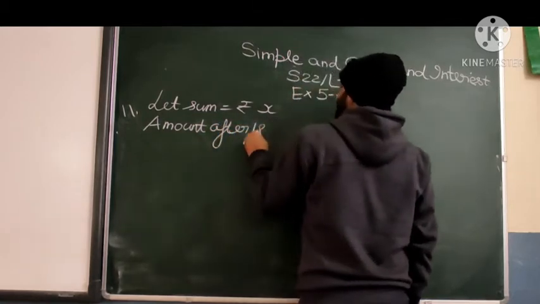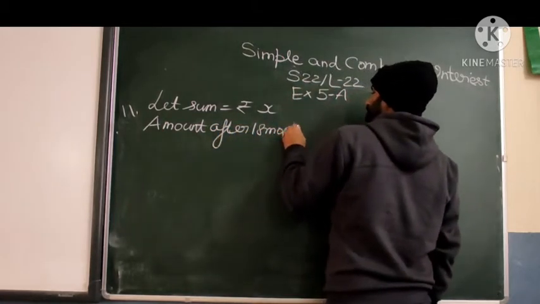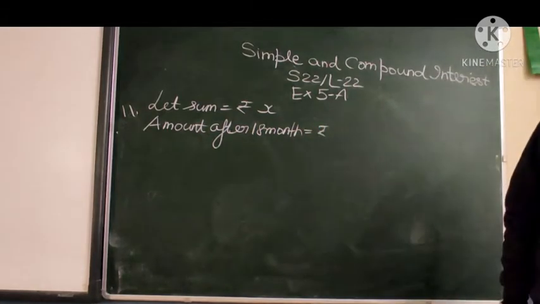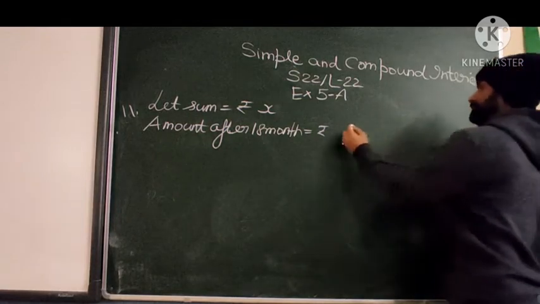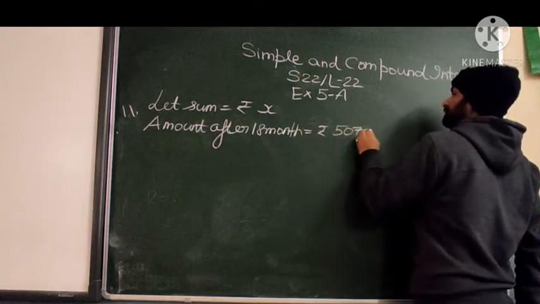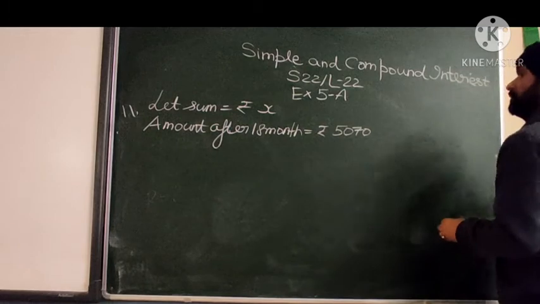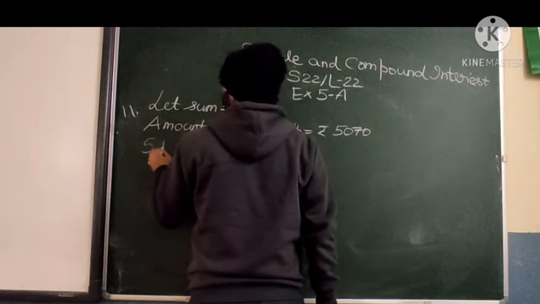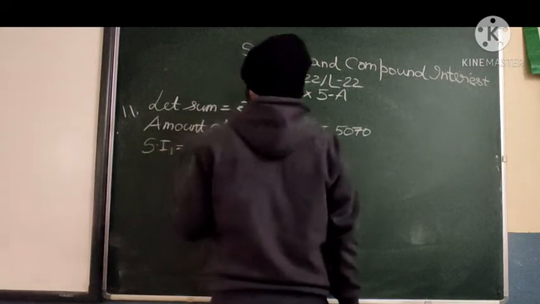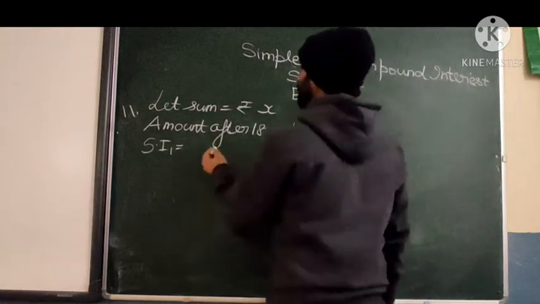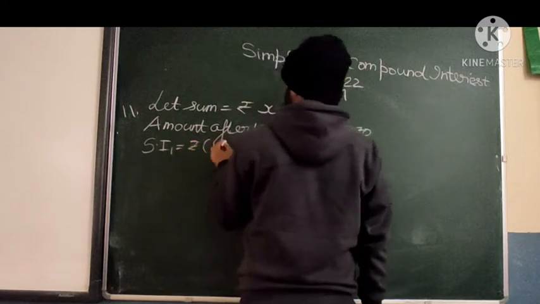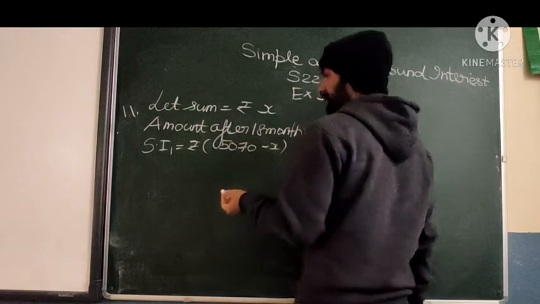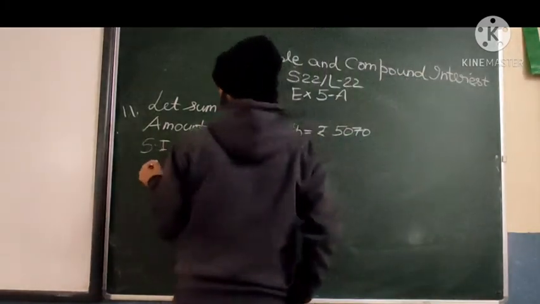So write here amount after 18 months equal to rupees 5070. So SI1. And SI1 is how much? It will be rupees 5070 minus X. Certainly, this is the first simple interest.